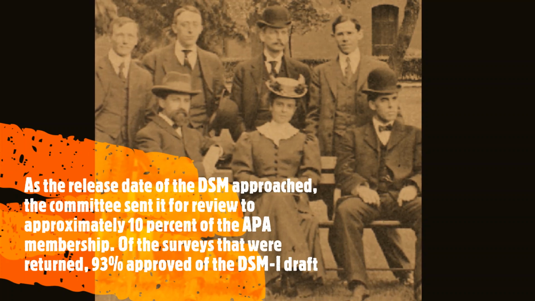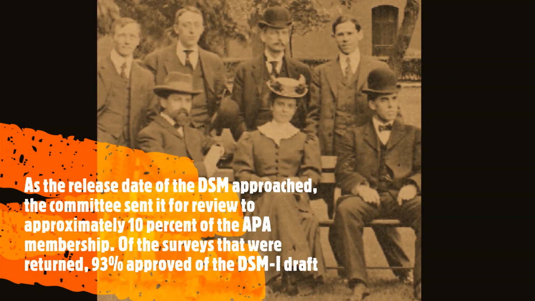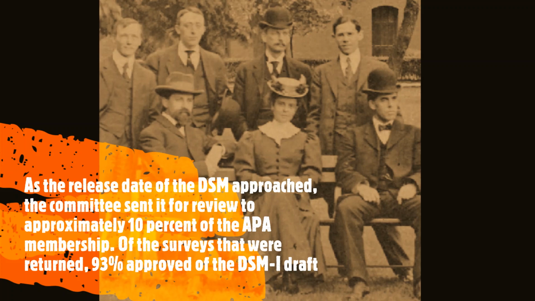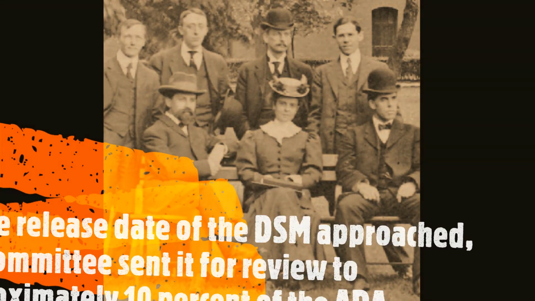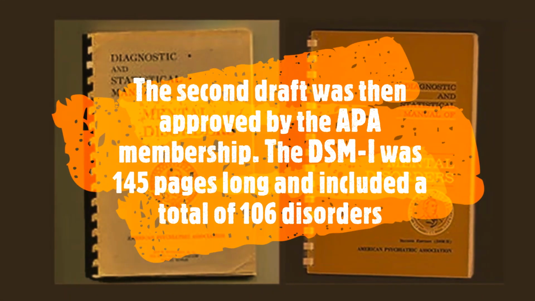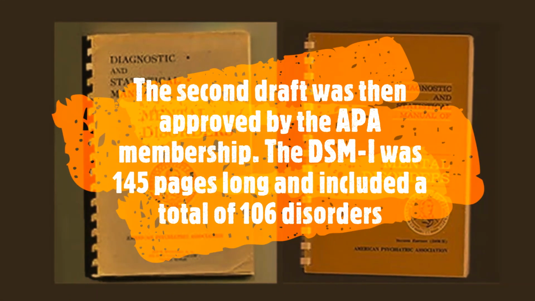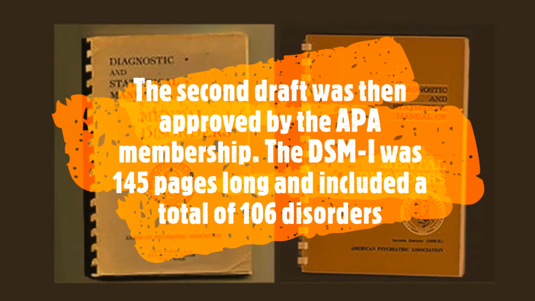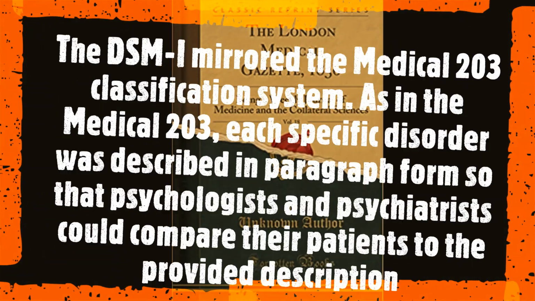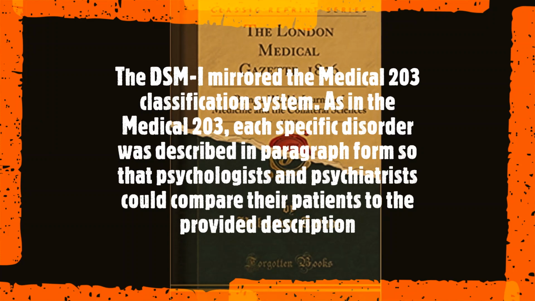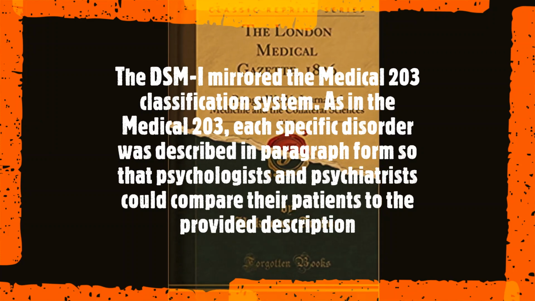As the release date of the DSM approached, the committee sent it for review to approximately 10% of the APA members. Of the surveys that were returned, 93% approved of the DSM-1 draft. The second draft was then approved by the APA members. The DSM-1 was 145 pages long and included a total of 106 disorders. The DSM-1 mirrored the Medical 203 classification system.